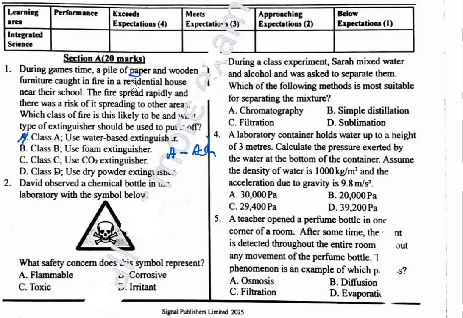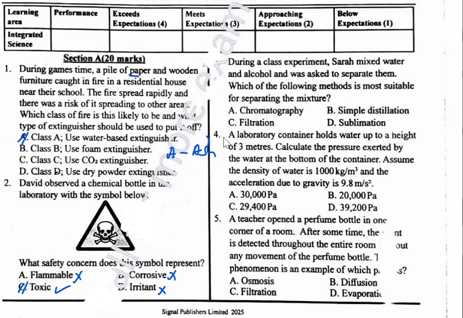D, irritant. So to start with, it is not flammable, because you know that flammable is represented by a flame symbol. Going to B, it is not corrosive. Corrosive is shown by a substance eating away at a hand or surface. Also, it is not irritant. Irritant is always represented by an exclamation mark. And therefore, the correct option is C. This is toxic. The substance shown here is toxic.